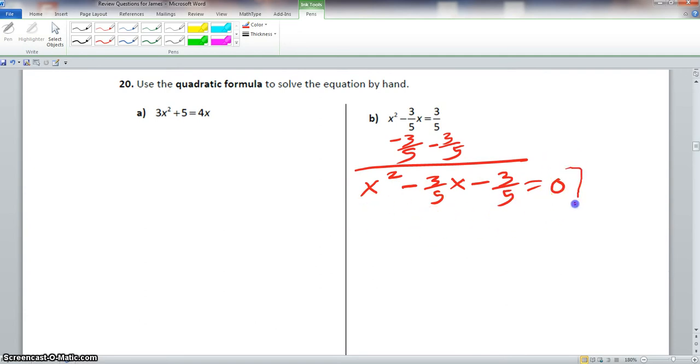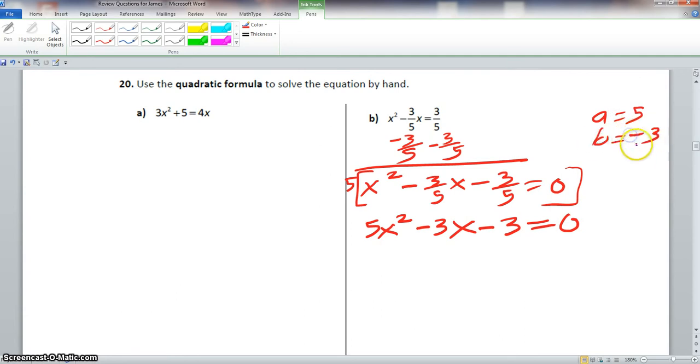So we'll multiply everything by 5 because the common denominator of all these terms is 5. So we have 5x squared minus 3x because these 5's will simplify out. And then these 5's will simplify out and leave minus 3. And we know 5 times 0 is just 0. Now we have our a, b, and c. Our a is 5. Our b is negative 3. And our c is negative 3.